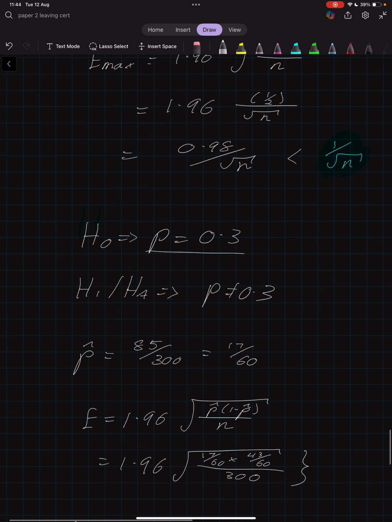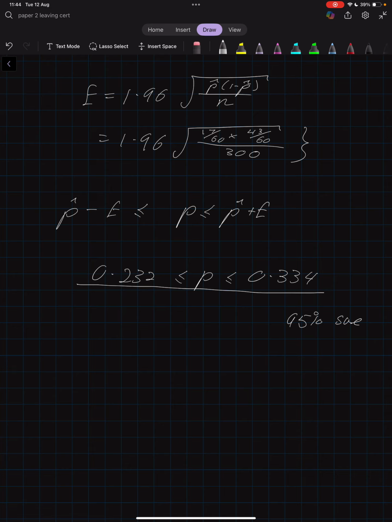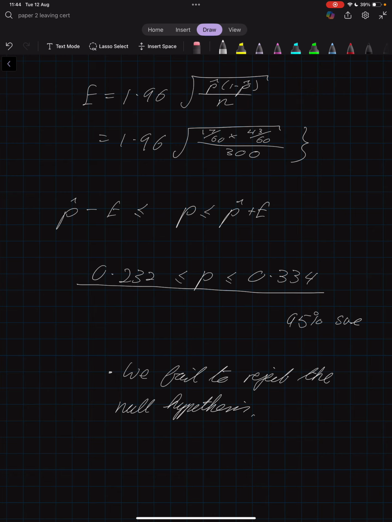So initially we said that p is 0.3. Do we have enough evidence to say that p is not 0.3? No, we don't, because p is within this interval. And therefore we say we fail to reject the null hypothesis. So that's that. All right.